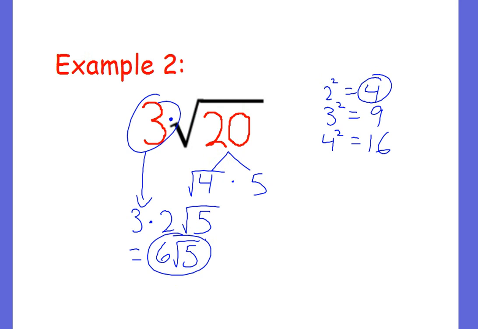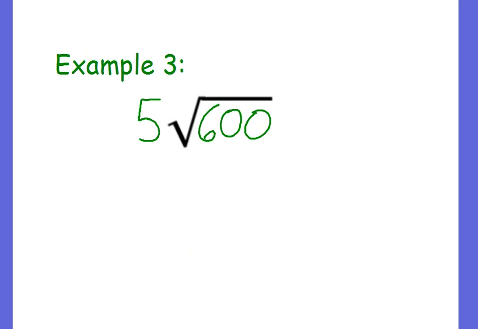All right, let's try another one. Example 3, 5 root 600. Okay, so you can see the number is already bigger right here, so you may not want to do a bunch of factor trees. So again, I would think of the largest perfect square that goes into 600.